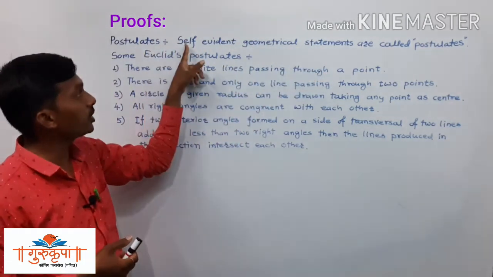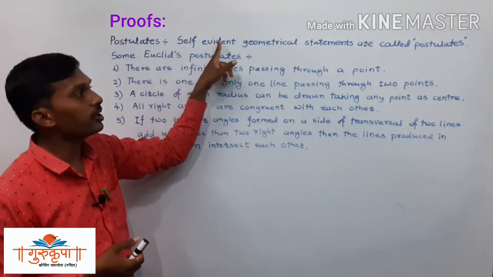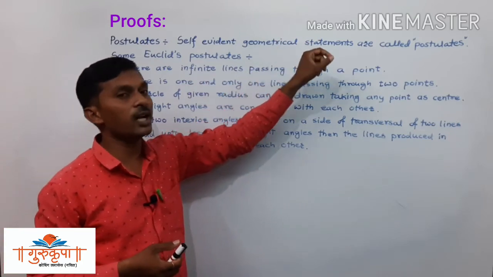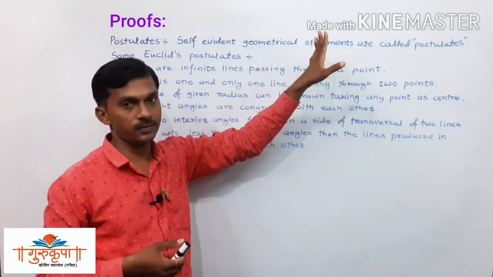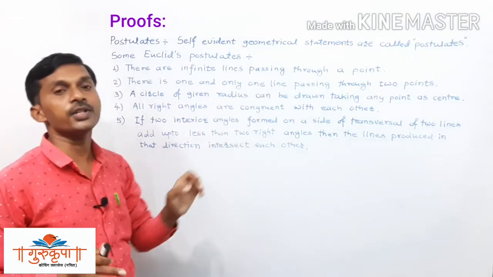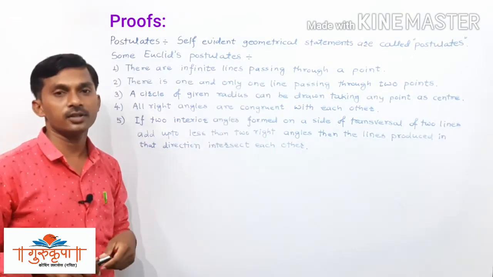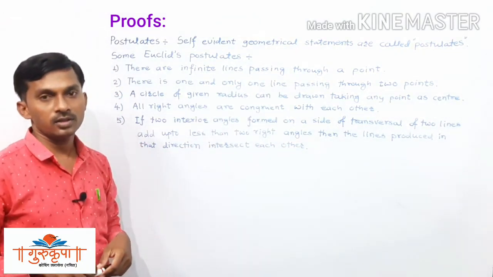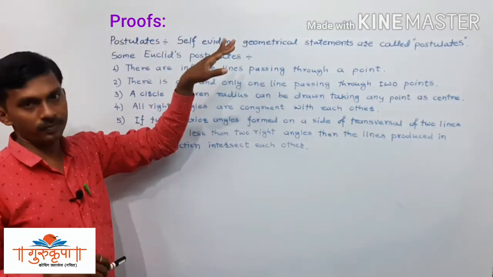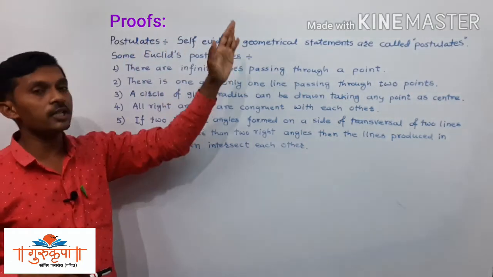Postulates are nothing but self-evident geometrical statements. The statements which are self-evident, we cannot prove them, those statements are called postulates.